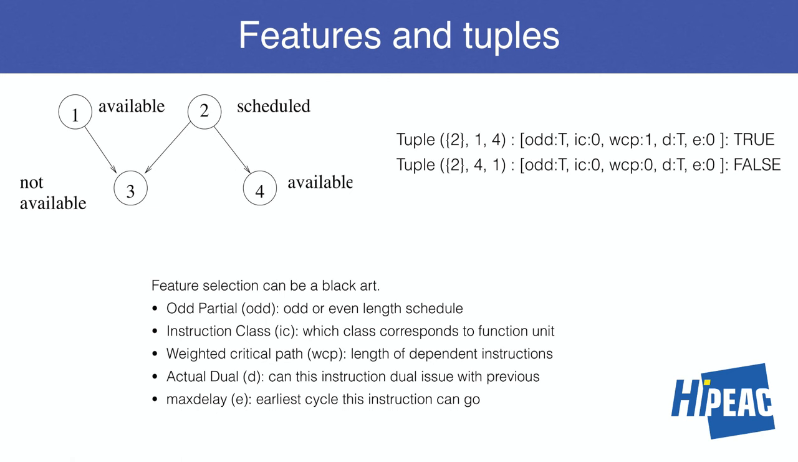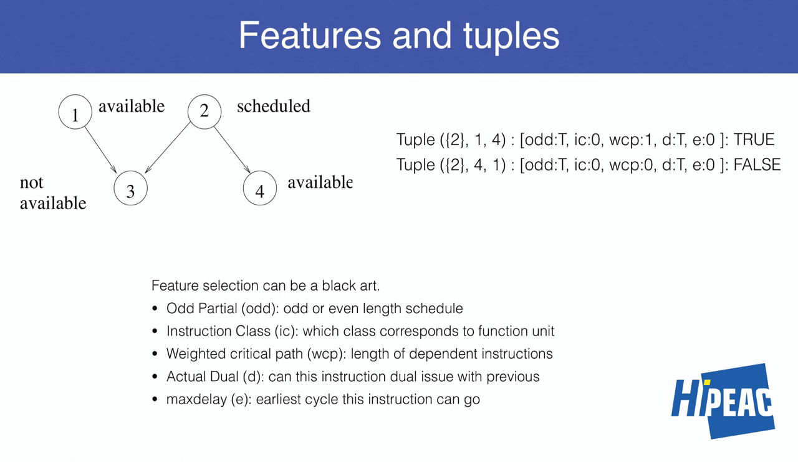And then we record what's known as the features of this problem. The features are these things here, and these are kind of strange ones. Let me look at the odd one. Is it an odd or even length schedule? Well, only one thing has been scheduled at the moment, so it's an odd schedule. Blah, blah, blah. The important one that differentiates these two is this one here: the critical path on instruction one. It has another instruction available, instruction three, so it has a critical path of size one.